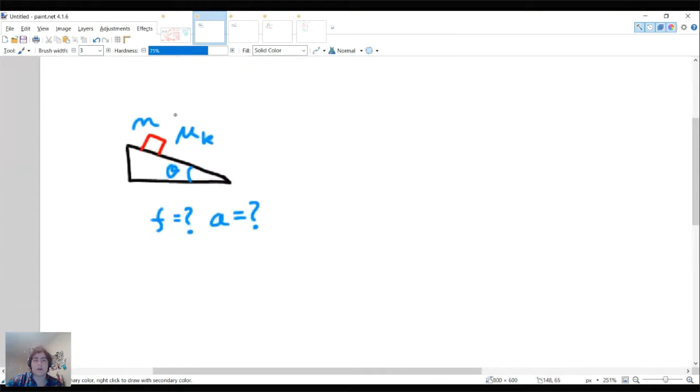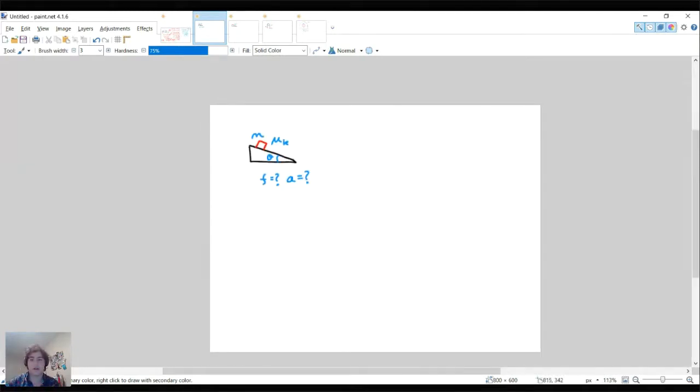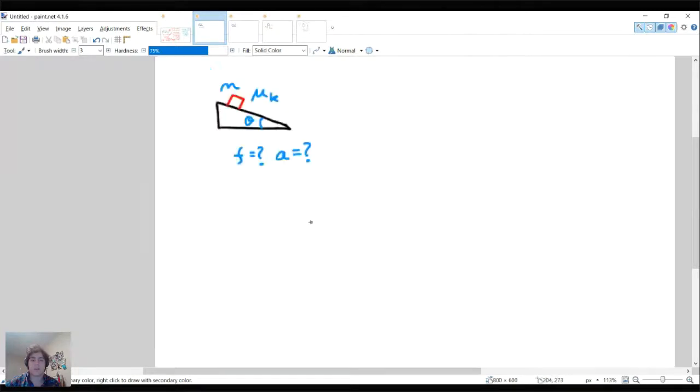So the next one we're going to be doing is the classic block on an incline, and we're going to be solving for both the friction force and the acceleration of the block. So we're going to start just like any other dynamics problem. We draw a free body diagram.